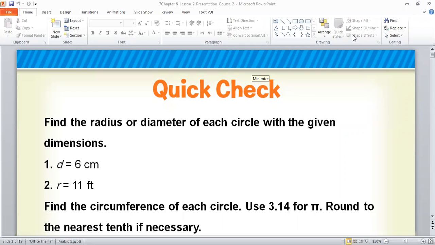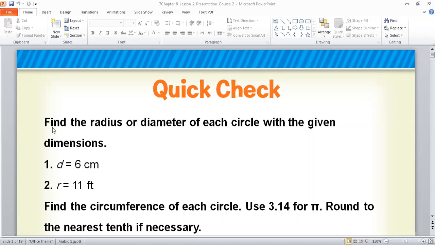Today we'll continue our lesson, the circumference, and after that we'll start a new lesson. It will be the area of the circle. Firstly, we need to make a quick check for what we studied before.